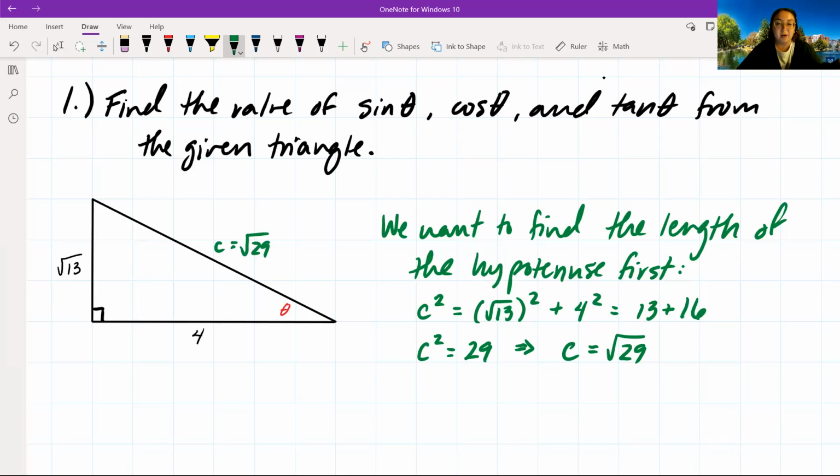Since we now have our hypotenuse, we also have our opposite, and we also have our adjacent, we can go ahead and use our trigonometric functions that correspond to the different side lengths of a triangle.